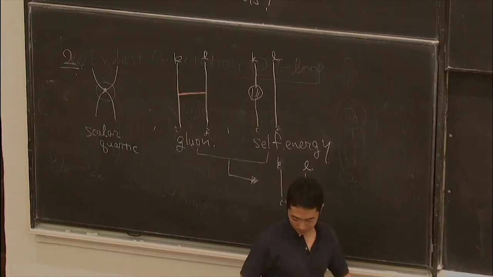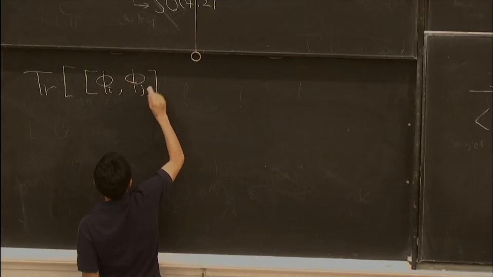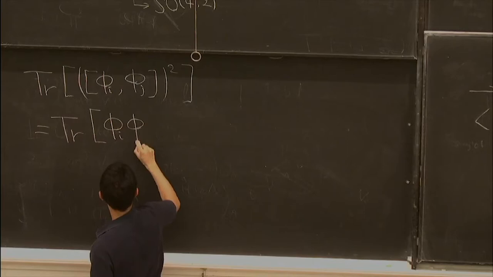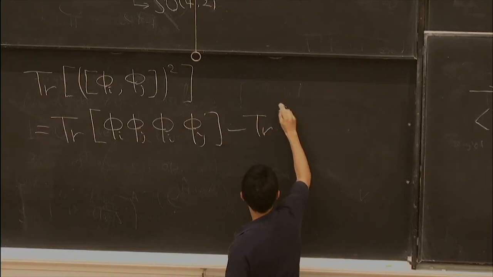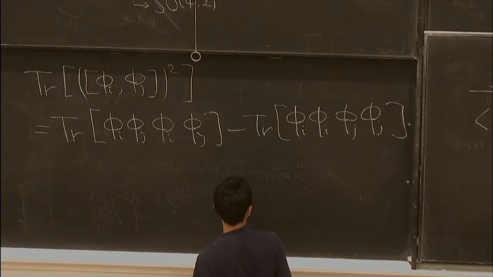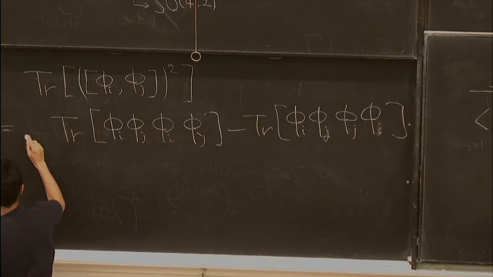So let's write down the scalar quartic interaction. It has this form: phi I, commutator phi J, and you take the square of it. If you expand, you get trace of phi I phi J phi I phi J, minus trace of phi I phi I phi J phi J. Probably I should write something like this. And there is also a factor of 2, but I ignore the 2, because I'm going to do the computation dishonestly.